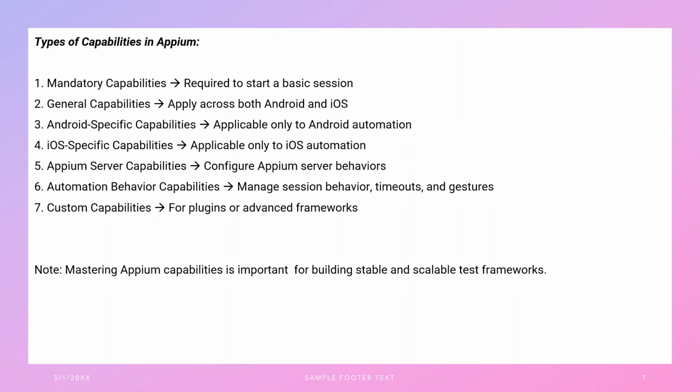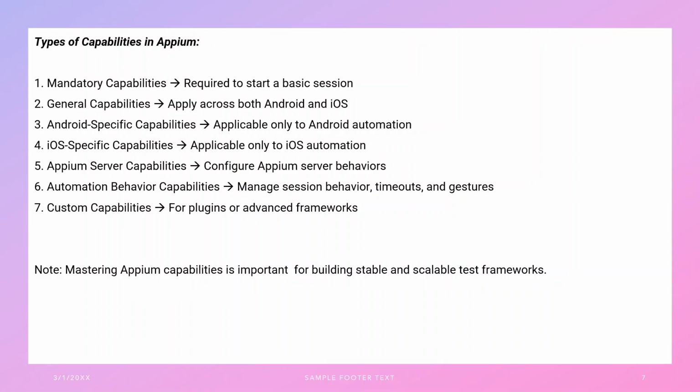And the next one, the general capabilities, apply for both Android and iOS. These are capabilities which can be used across both platforms, Android or iOS. And the next one is the Android specific capabilities, a platform specific capability, applicable only for Android automation. And the same way we have iOS specific capabilities, which apply only to iOS automation. So this is the platform specific or driver specific capability.